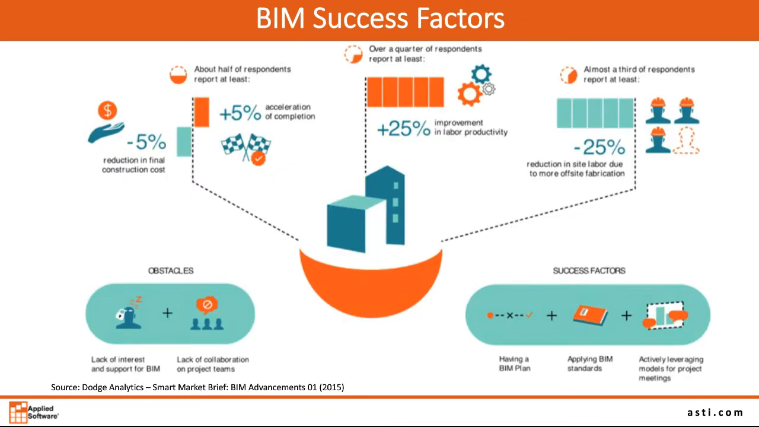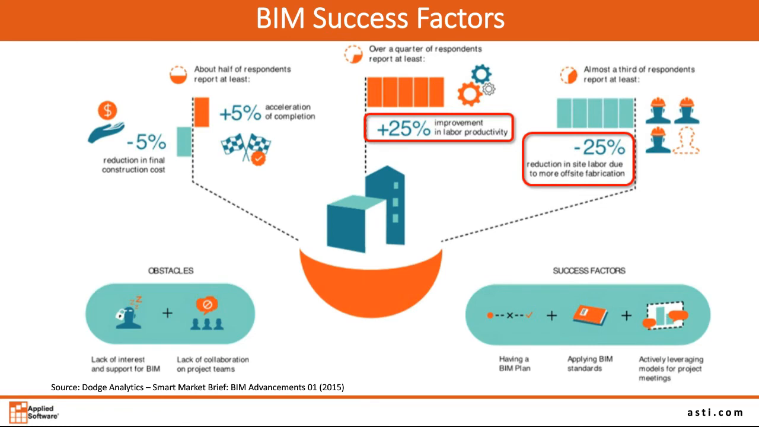So if we look at some of the success factors and obstacles to BIM that are documented, and this is from the 2015 Smart Market Brief on BIM advancements, a quarter of respondents report at least a 25% improvement in productivity. And one third of respondents report at least a 25% reduction in on-site labor due to off-site fabrication. So again, that fabrication benefit.